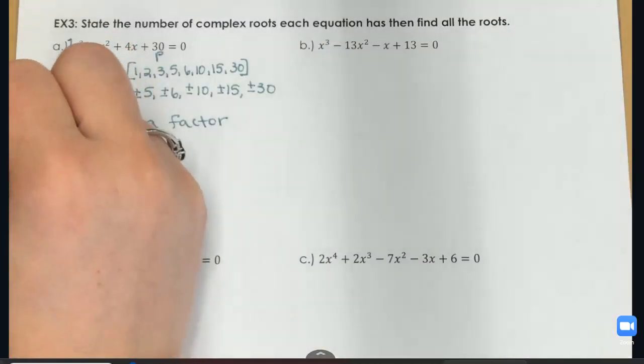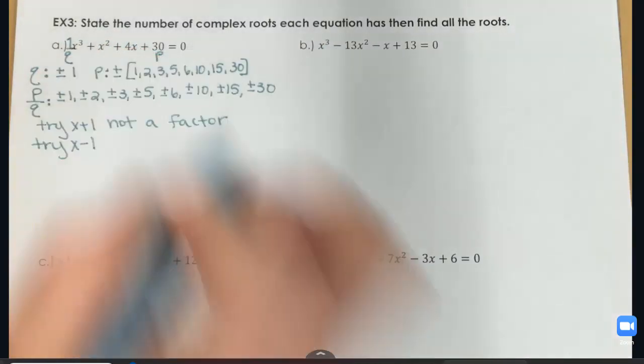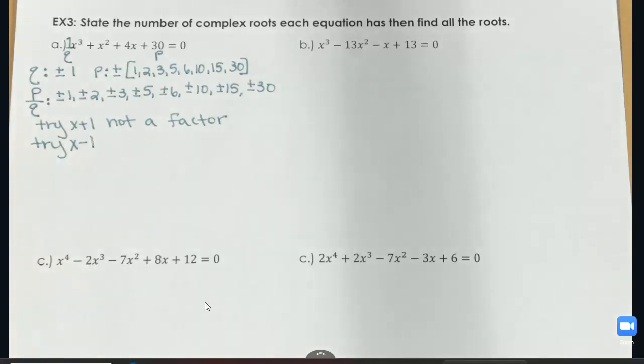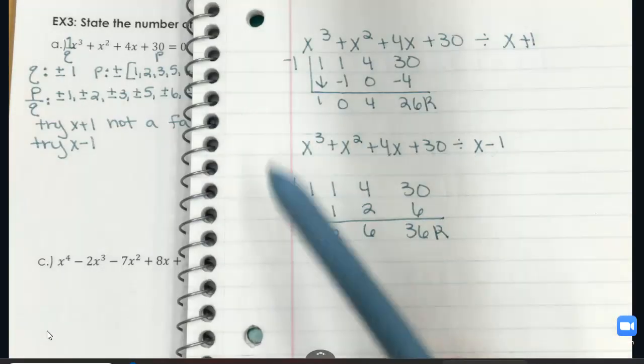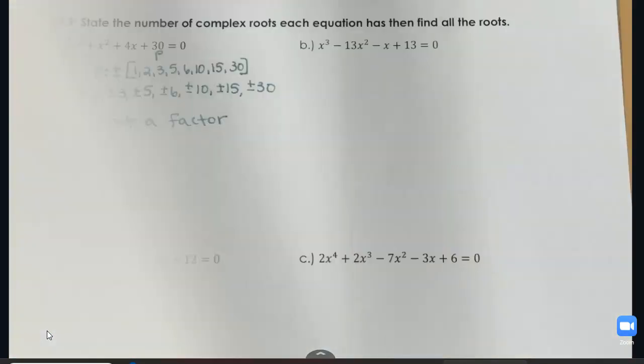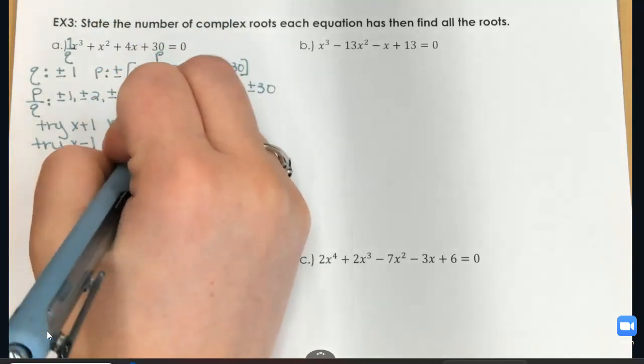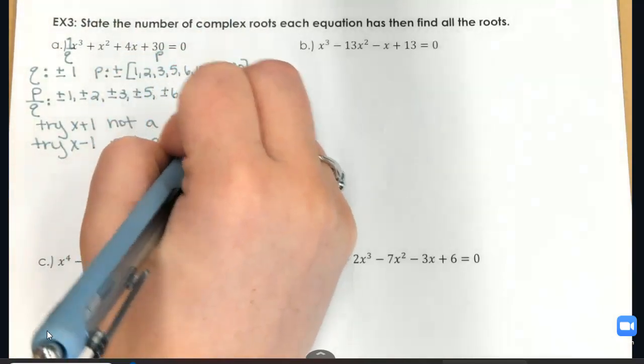So now I'm going to try x minus 1. And for the sake of time, I'm going to pause to write down the work and just show it on screen. Okay, here is my synthetic division trying x minus 1. That one is also not a factor. So I'm going to move on to 2.